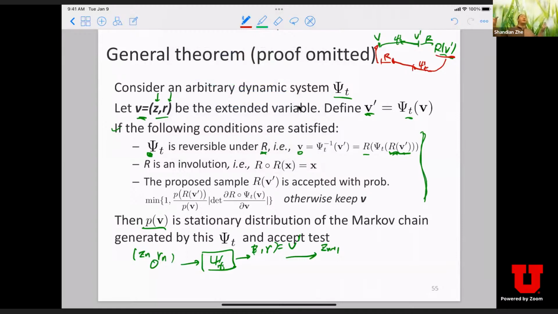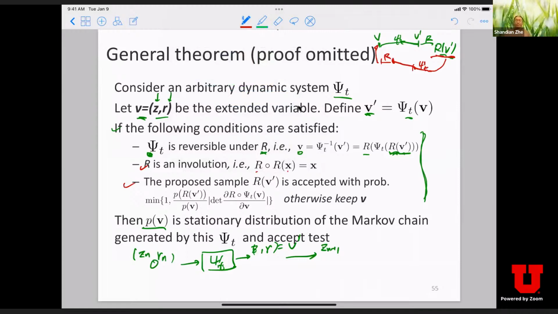Only in this way can we say they satisfy detailed balance. Otherwise, if you start from any proposal and are not able to come back, there is no detailed balance. The second condition is that R is an involution. Basically, if you apply R to X and apply R again, it will recover X. For example, in the Hamiltonian system, R is just negation of the momentum. If you negate momentum and negate it again, you just recover it.